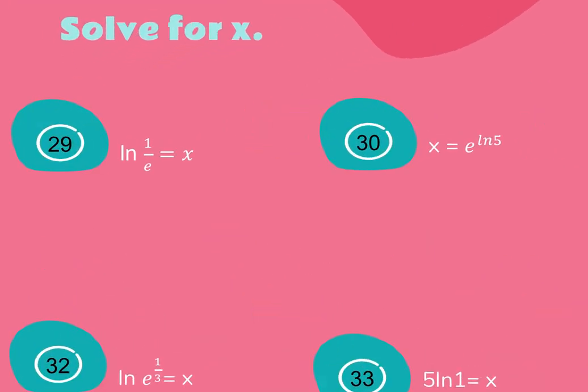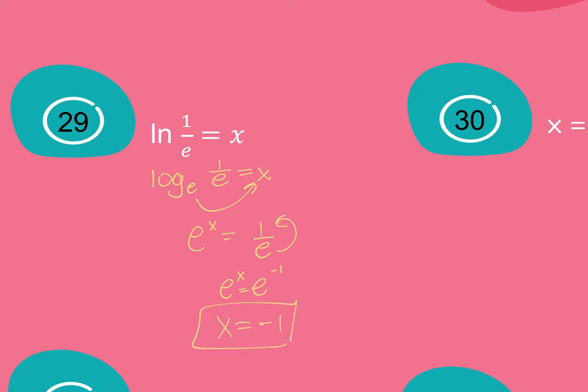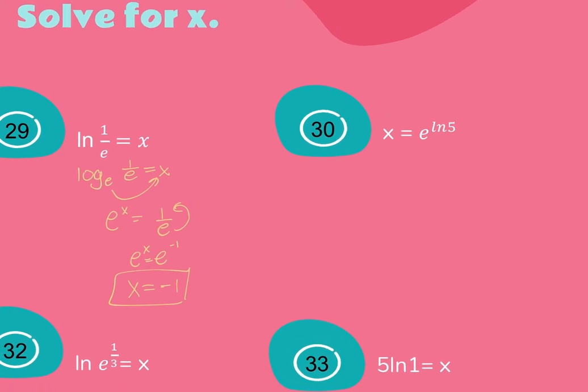All right, so solve for x. 29. ln of 1 over e equals x. So this is log base e of 1 over e equals x. e to the x would equal 1 over e. That's a negative 1, because to get from e to the bottom, it would be negative 1. Or if I pull this up to the top, it would be negative 1. Either way, x equals negative 1.